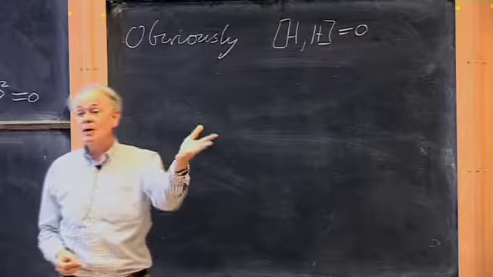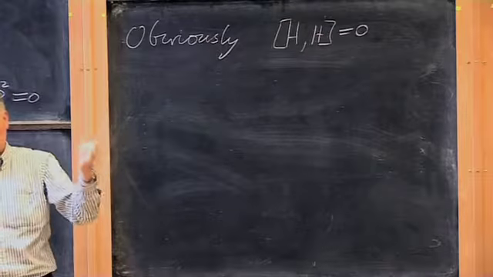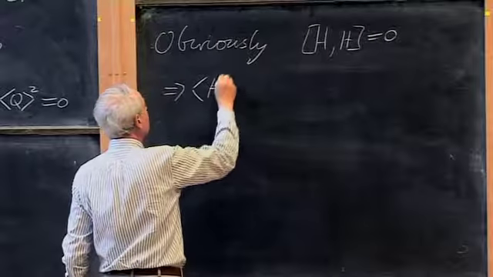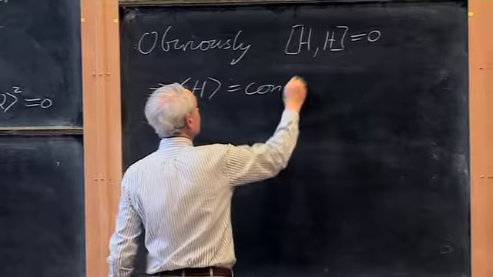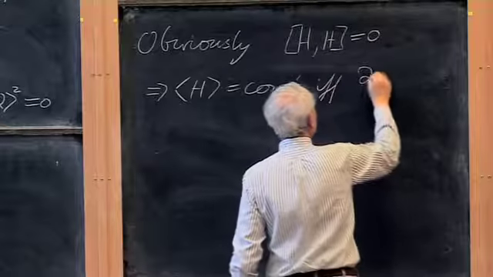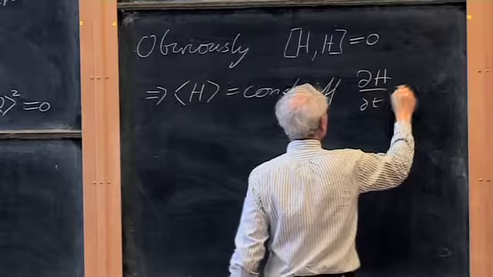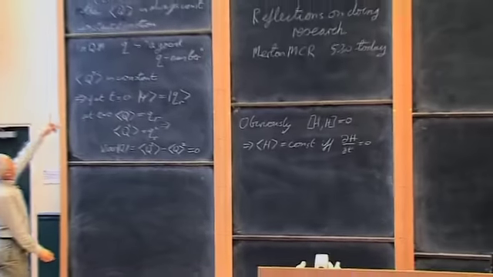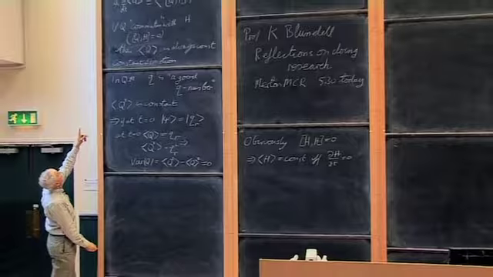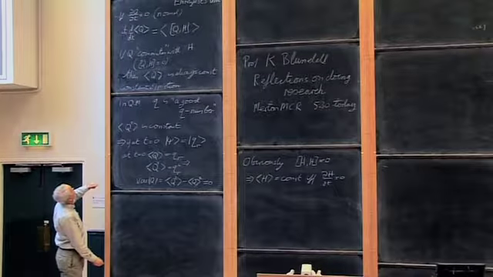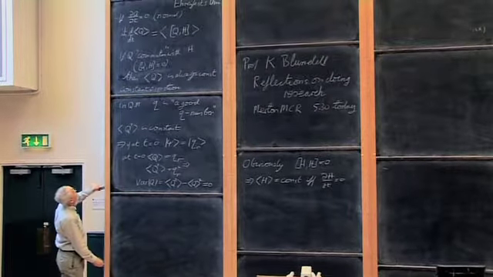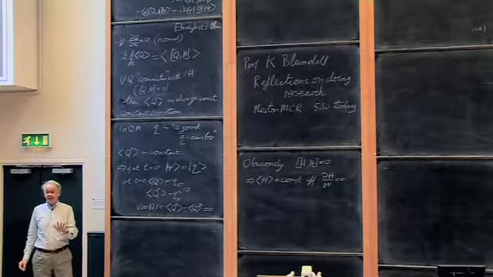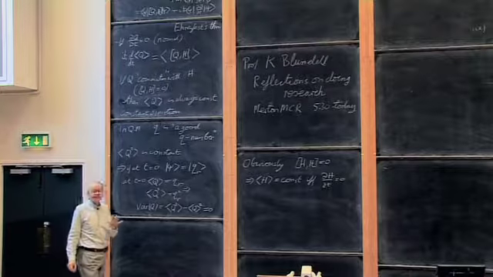So the Hamiltonian commutes with itself, which means that the expectation value of h is a constant if dh by dt equals 0. So now we need to come back to this point that I said usually it's going to be the case that the partial derivative of q with respect to time vanishes. Now the Hamiltonian is an interesting case where that isn't necessarily the case.